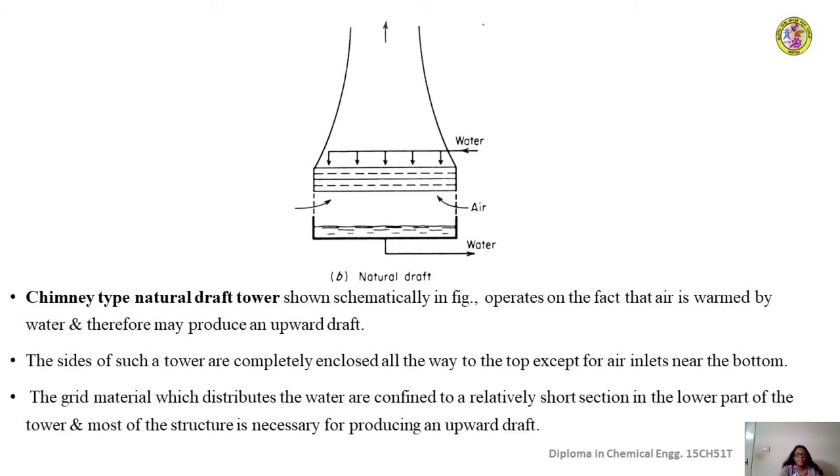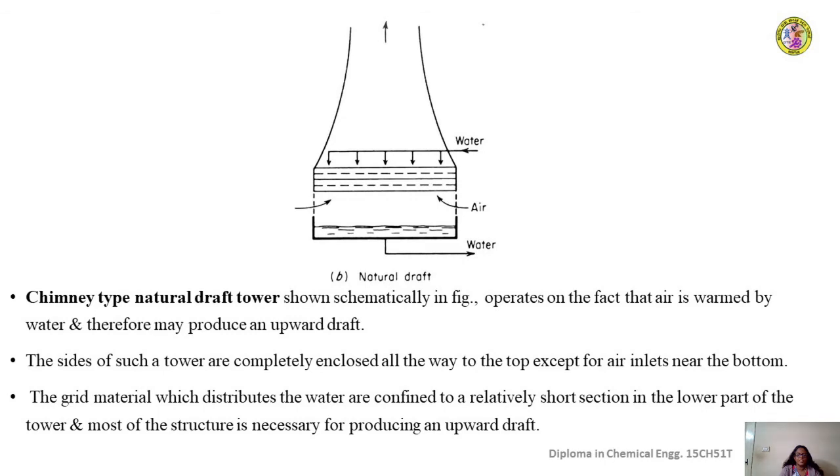When the air enters the tower, due to the contact with water, it gets warm or heated. That hot air, being reduced in its density, will displace the cold air outside the tower. That is how the natural draft from bottom to top is created automatically in this kind of tower.